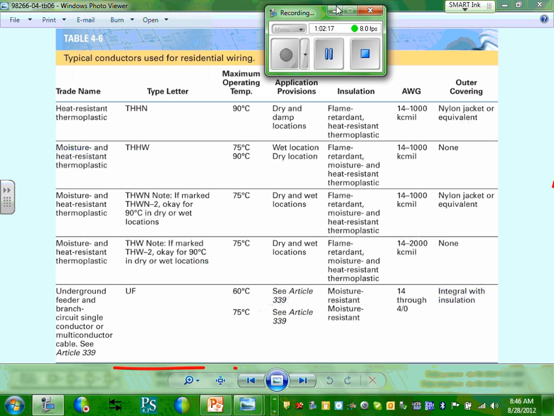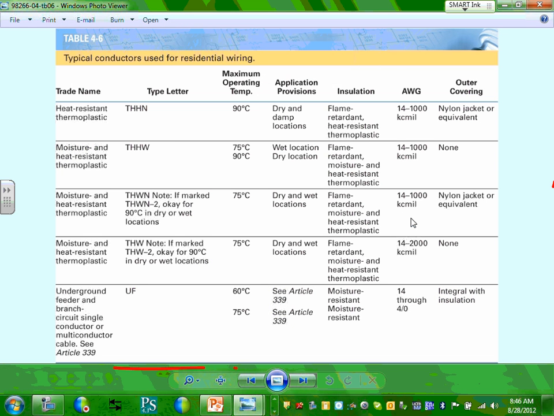In your book, I just want to make sure that you know a few things about it, and then I'll move on. Number one, I want you guys to know this table is coming from the code.